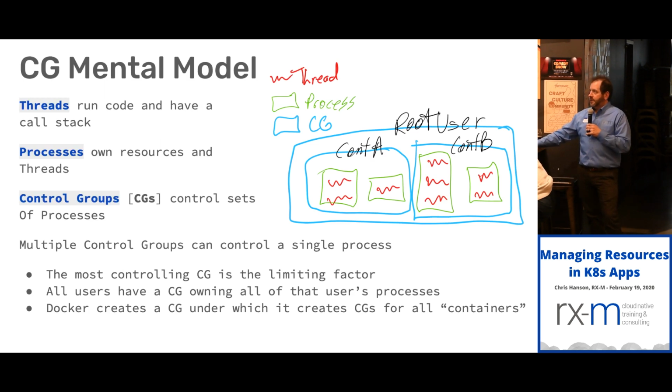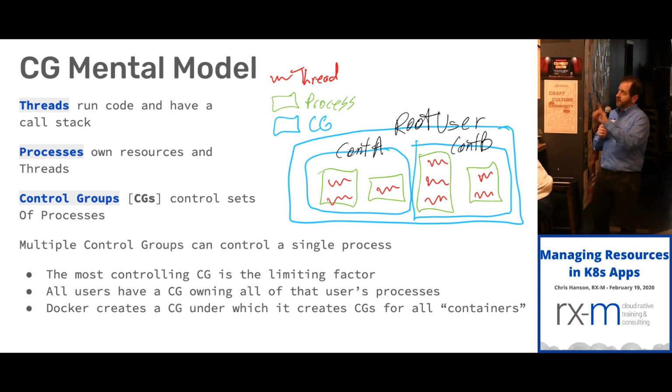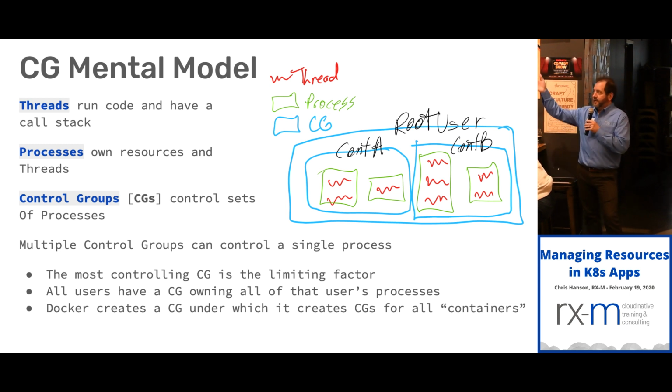So the C group mental model here, right? So we've got the threads running in containers, or in one case we've got in container A, we've got a couple threads running in a process. We also have a single threaded process that is running. Both of those models are okay. And so they're going to have their own resources and threads, and we're going to have those control groups that allow us to say, this is how much resources you get, and we're either going to throttle you or we're going to prevent you from consuming any more, right?